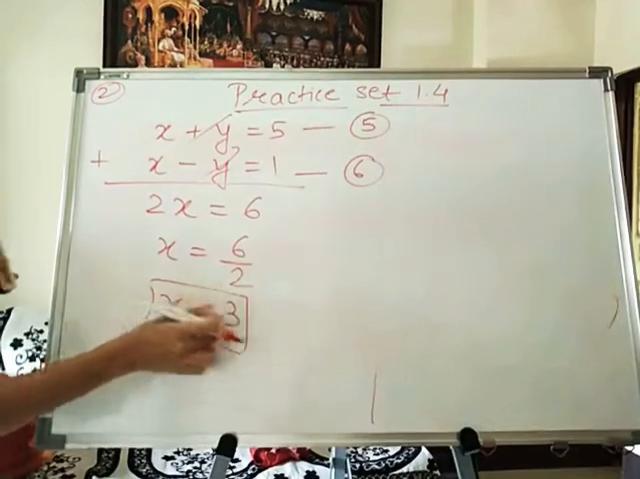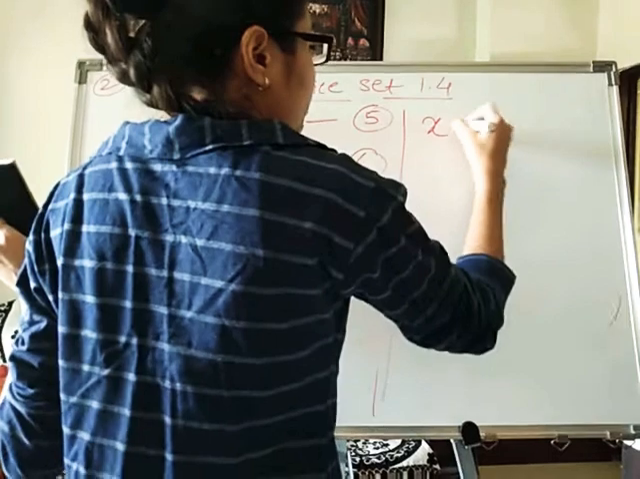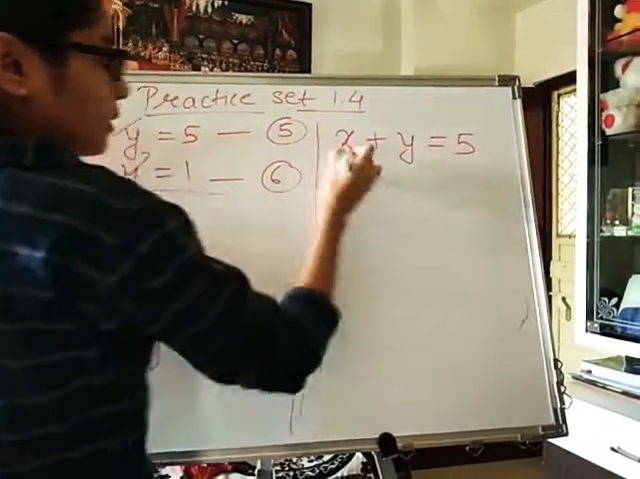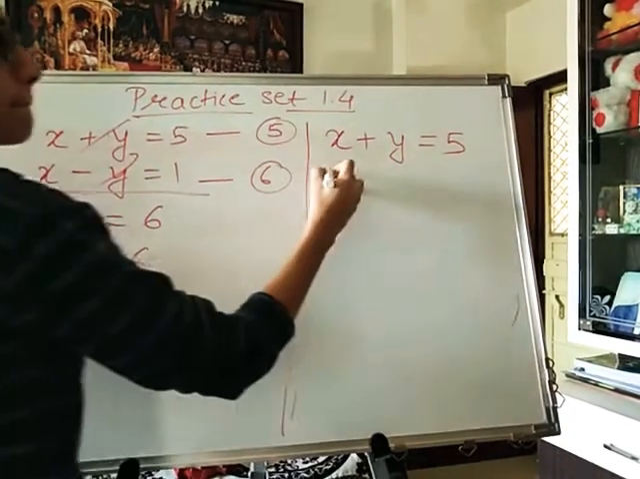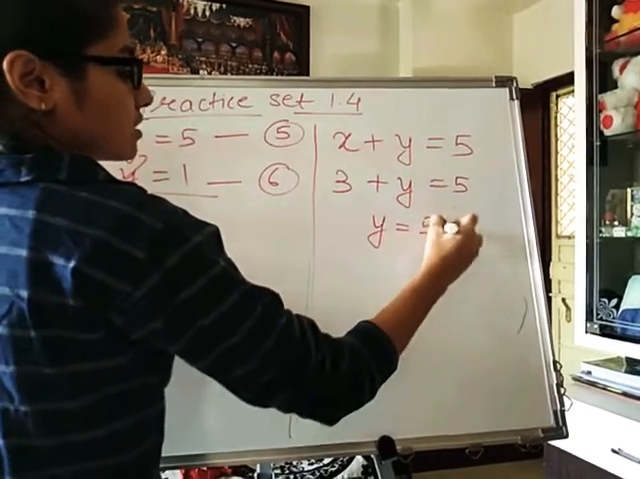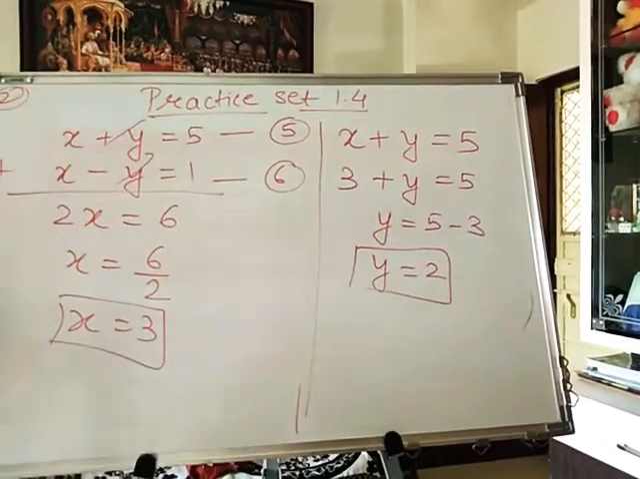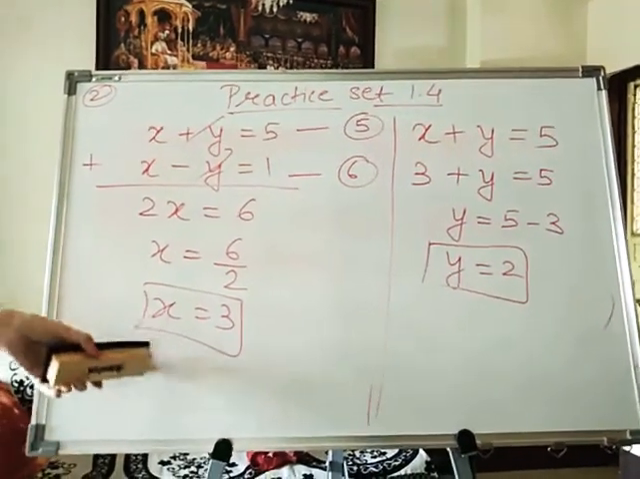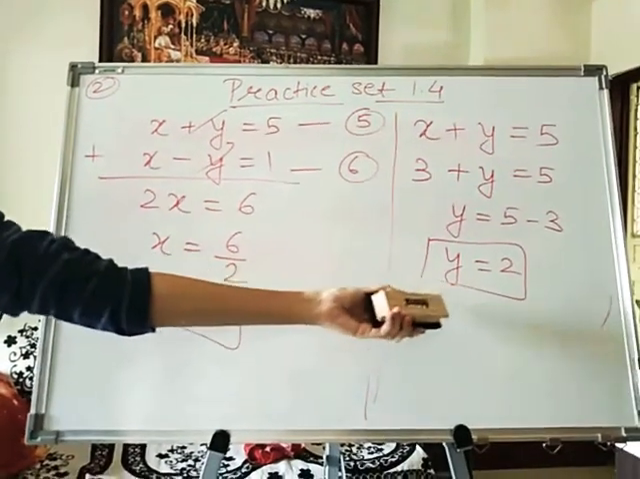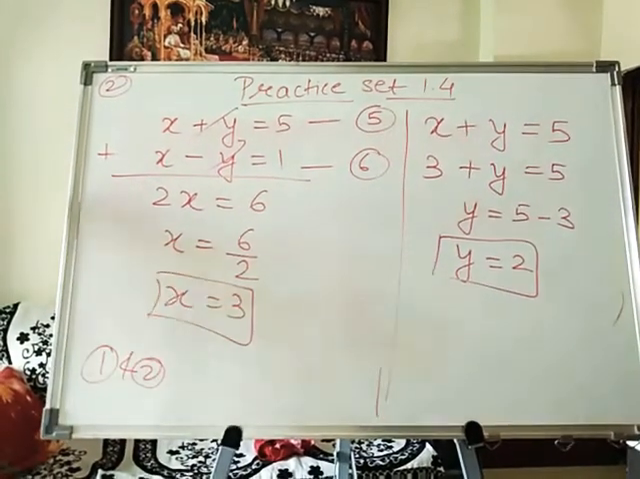Now substitute this x either in equation number 5 or in 6. I am substituting the value of x in the fifth equation. What is your x? 3. 3 plus y is equal to 5. Y is equal to 5 minus 3, number on one side. Y is equal to 2. These are the main roots of equation number 1 and 2, where small x stands for 3, small y stands for 2. These are the roots of your equation number 1 and 2, the main equation.